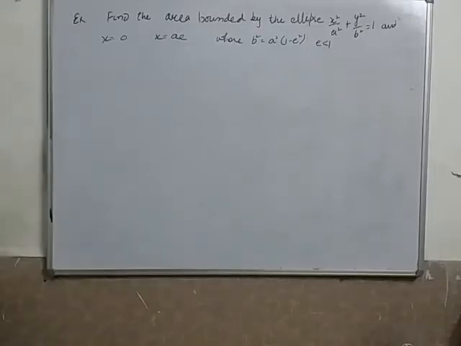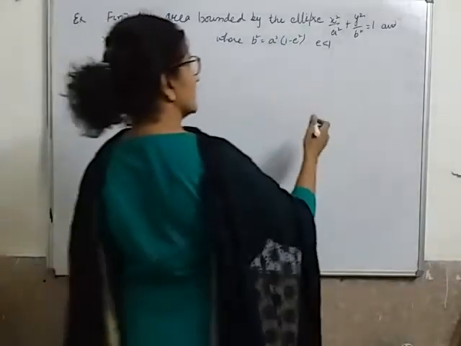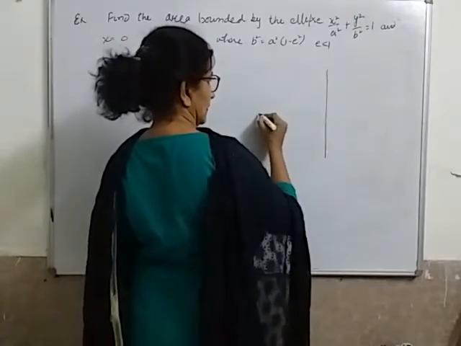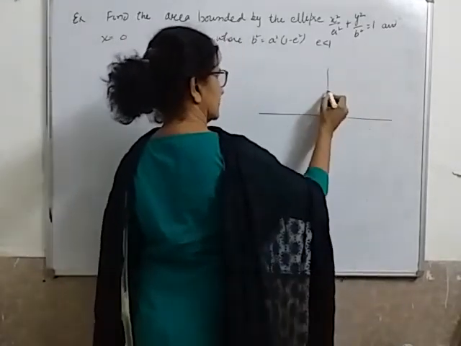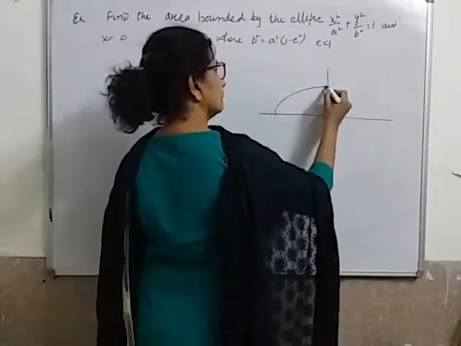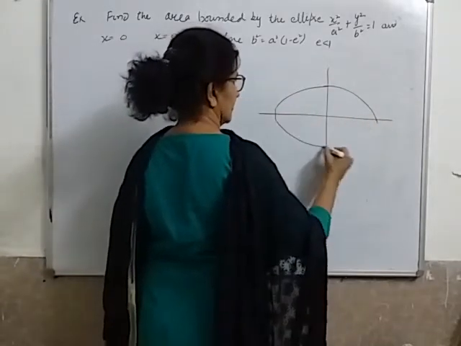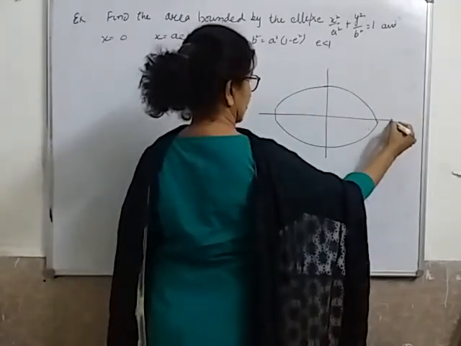Okay, last example of your first exercise. This is the same ellipse which we did just now. I wanted to leave this as an exercise, but then I thought it will reinforce the concepts. The long major axis is along the x-axis.